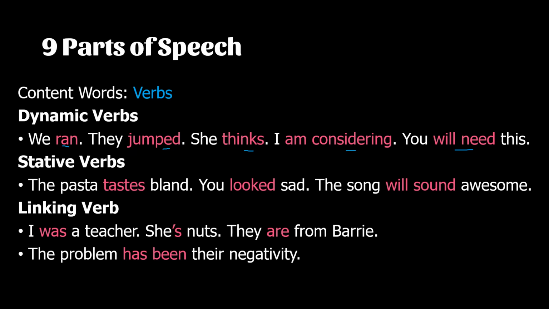And here is the verb be as linking verbs in these sentences. I was a teacher. She is nuts. They are from Barry. The problem has been their negativity. Notice that after the linking verbs, there is not another verb here. If you had a different verb after any of the forms of the verb to be, then it's no longer a linking verb. So that is your clue.